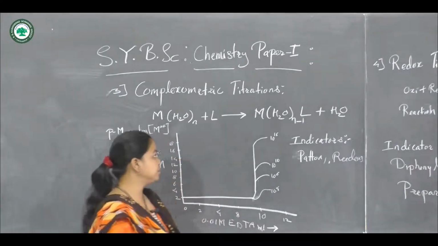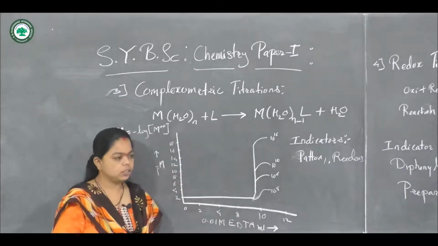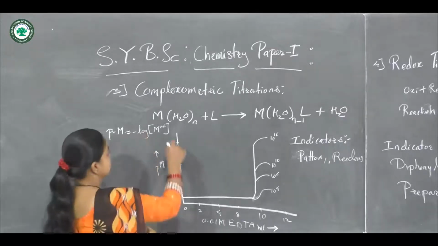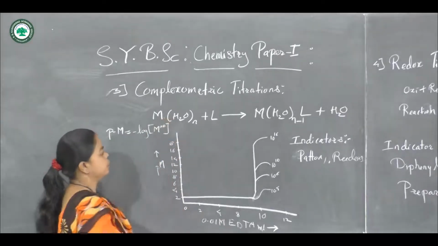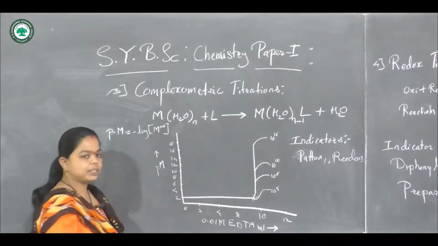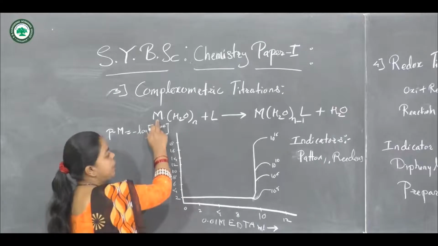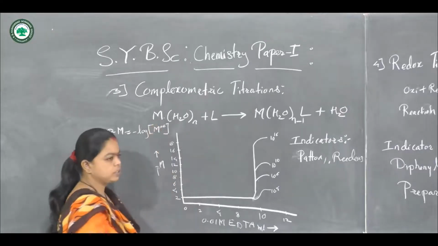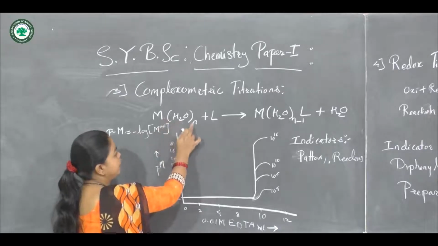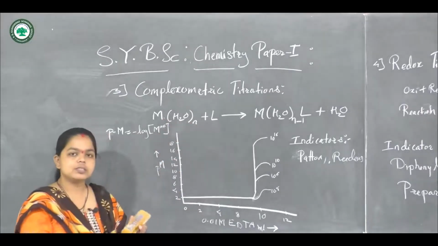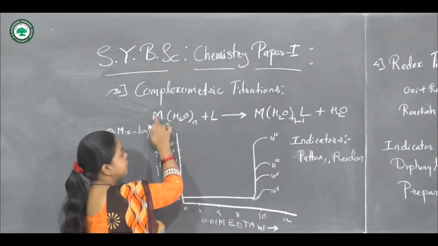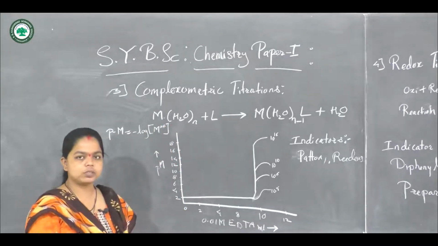Now in this type of titration, a stable complex is formed. If you consider this type of reaction, M stands for the metal ion. This metal ion complex in solution is bonded to n number of water molecules. This is a simple, general example of a complex. In this complex the metal ion is present and it is bonded to some ligands.